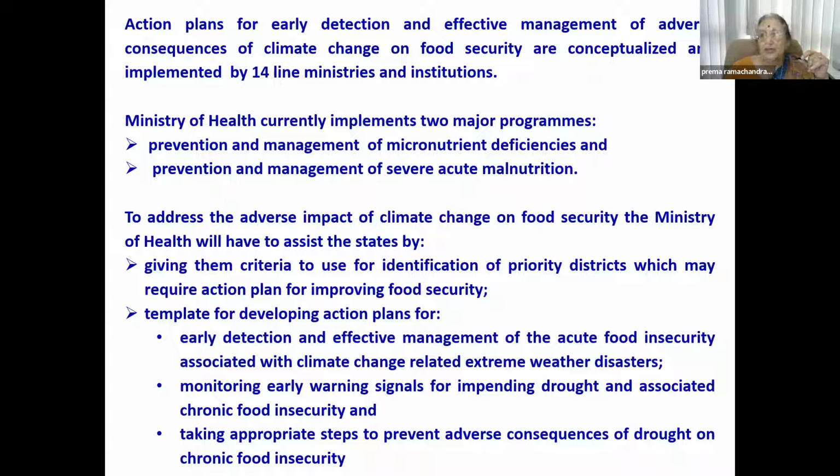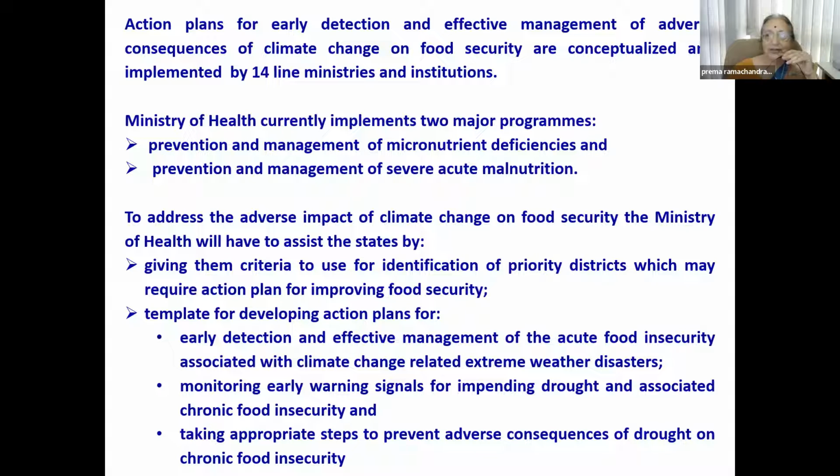What do I mean? Today, Niti Aayog, NFHS 4 and 5, DLHS, AHS, everything gives you district-specific mapping of micronutrient and macronutrient inadequate districts in states. Select them and watch them carefully for climate change related adverse consequences. Monitor early warning signals for drought and associated food insecurity. What do I mean by that?